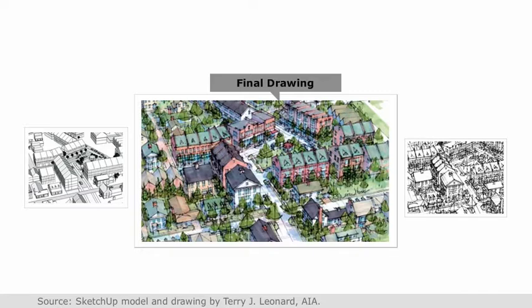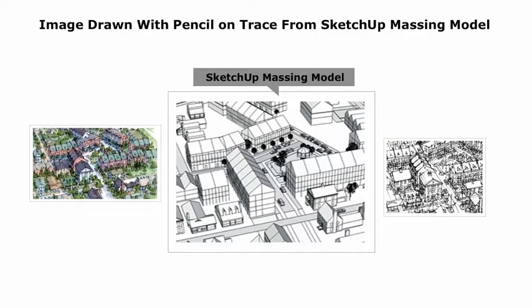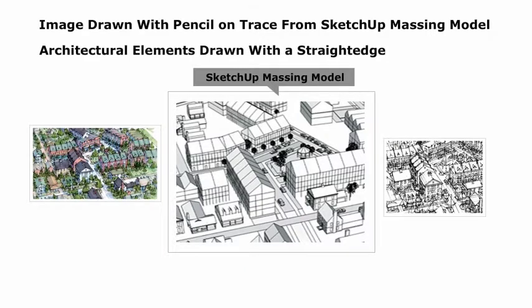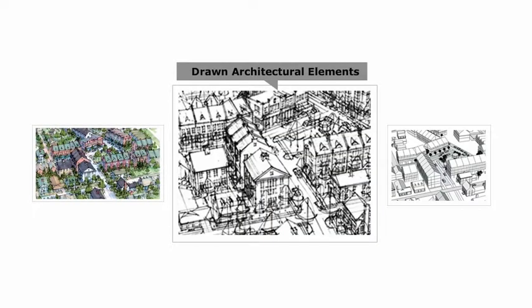Nothing communicates orientation more quickly than an accurate aerial view. The village center was represented with moderate detail. Elements were vignetted toward the edges of the drawing. The image was drawn with pencil on trace from a SketchUp massing model. The architectural elements were drawn with a straight edge. The entourage was drawn freehand.